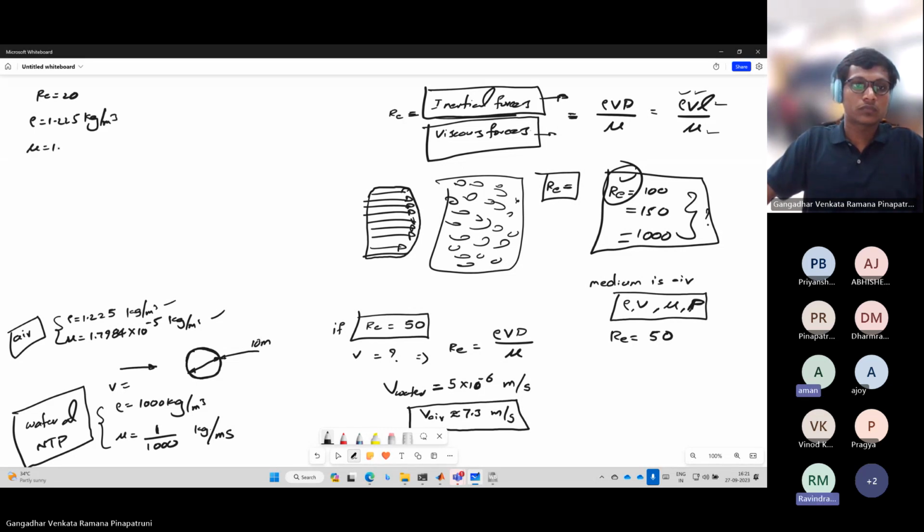It's coming 2.93 into 10 to the power minus 5. Sorry, what is the value? 2.9. 2.9 meters per second, right? Yes, sir. Okay, 2.9 meters per second. Into 10 to the power minus 5 also, sir. Into 10 to the power minus 5.